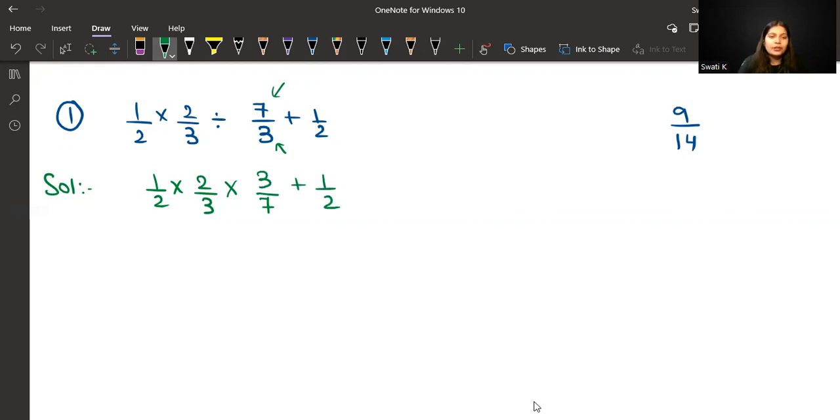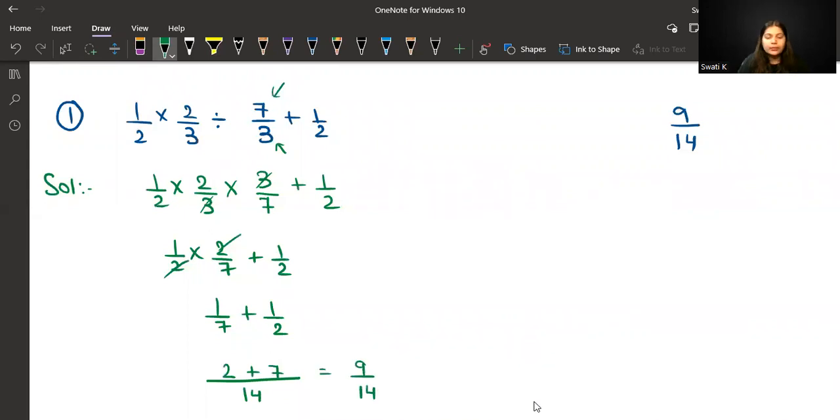Now, if you want, you can solve this part first. That is, of course, 1 upon 2 times 2 upon 7 plus half. So 2 will get cancelled. So we have 1 upon 7 plus 1 upon 2. If you simplify this, it is 14. This is 2 and this is 7. So it is 9 upon 14. Yes, we got the same answer, 9 upon 14. That means we are correct. Okay, now we can do the next question.